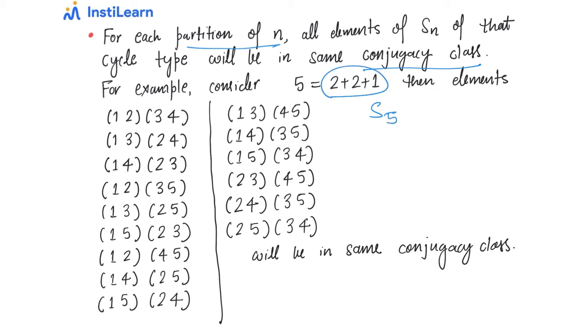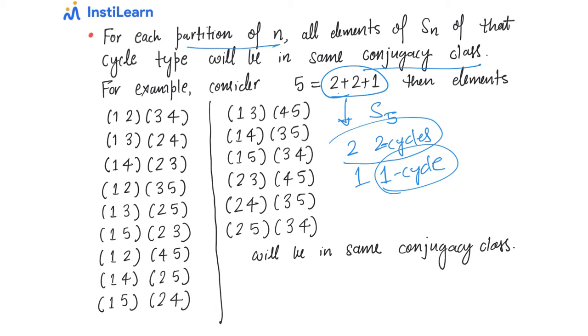and consider the partition 2 plus 2 plus 1. Corresponding to this partition, there is a conjugacy class of S5. So what are all the elements in this conjugacy class? In this conjugacy class, all elements will have cycle type 2, 2, 1. What does that mean? That there will be two 2-cycles, and there will be one 1-cycle. One-cycles we don't write when we write the disjoint cycle composition of any permutation. So basically there will be two cycles.